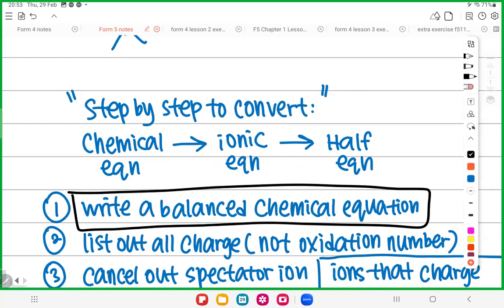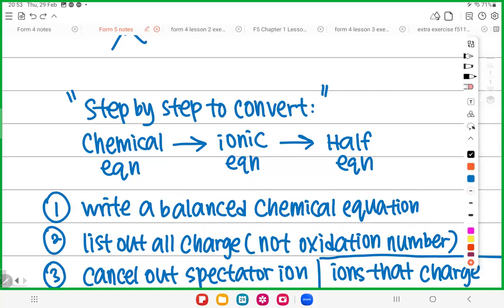Some students are so excited that when they get a question, they start to do whatever, let's say mole calculation, blah, blah, blah. They do all the things, but the equation is not even balanced. If the equation is not balanced, and you do mole calculation or your ionic equation, everything must be wrong. So everything must start with a balanced chemical equation.